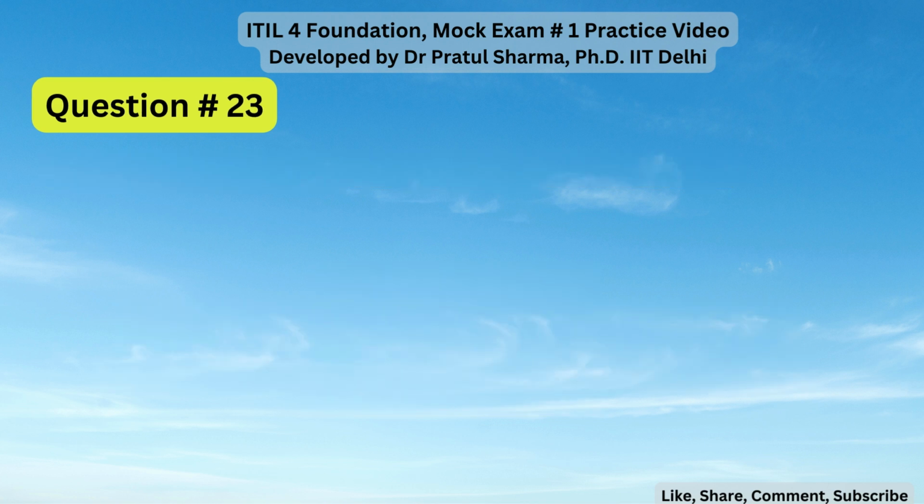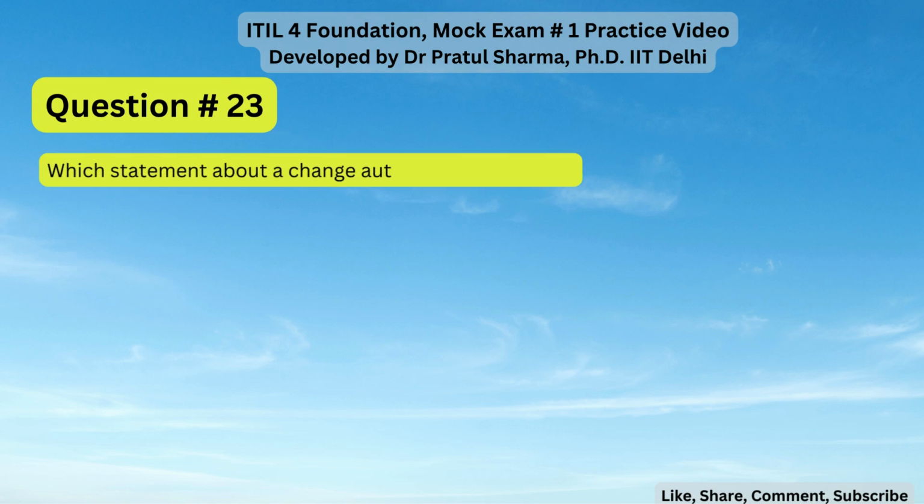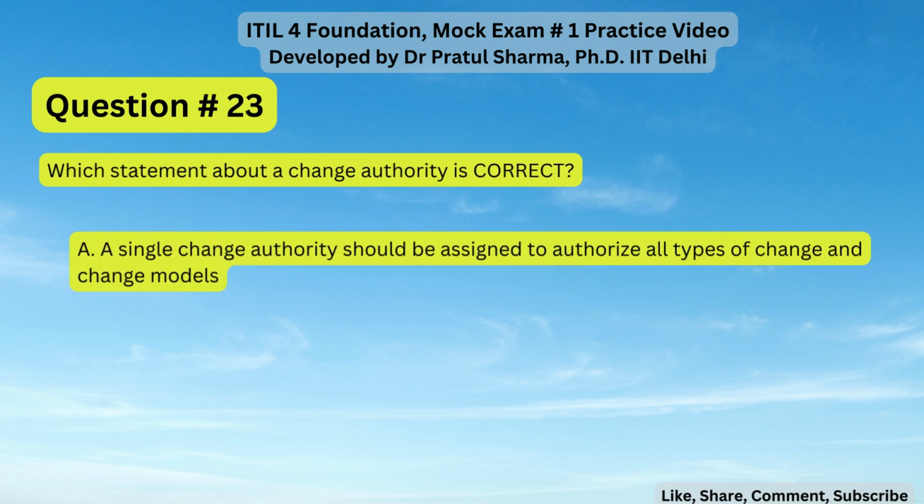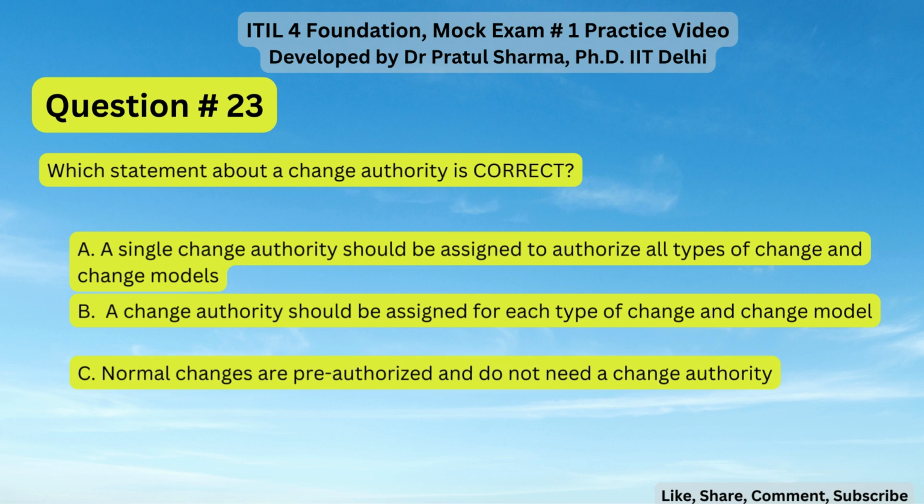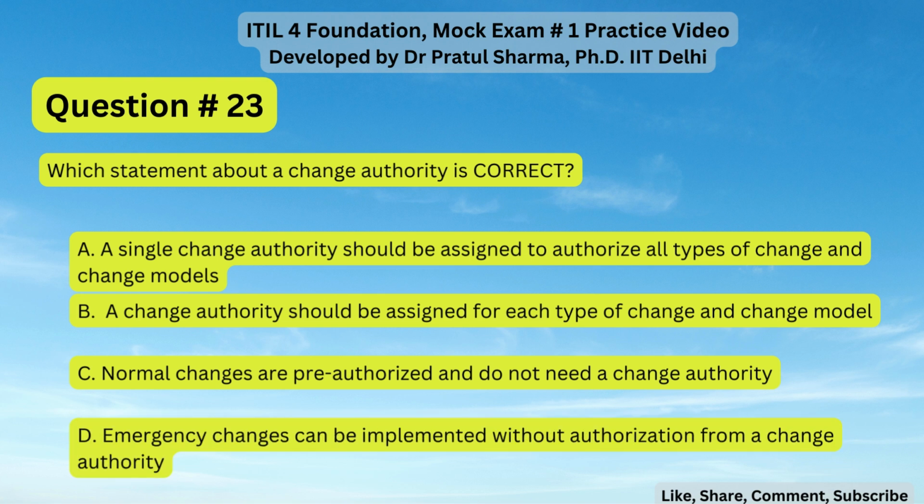Question number 23. Which statement about a change authority is correct? A. A single change authority should be assigned to authorize all types of change and change models. B. A change authority should be assigned for each type of change and change model. C. Normal changes are pre-authorized and do not need a change authority. D. Emergency changes can be implemented without authorization from a change authority.